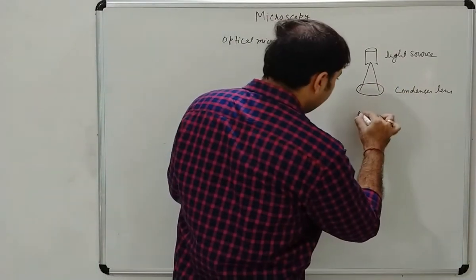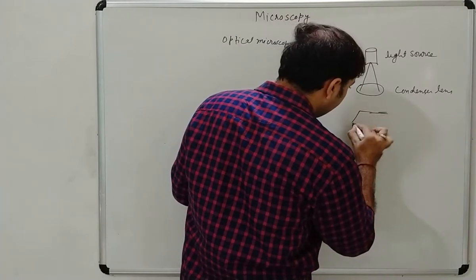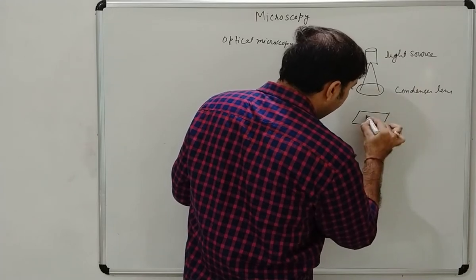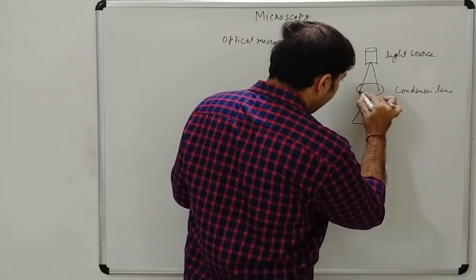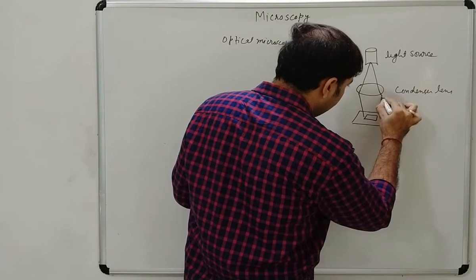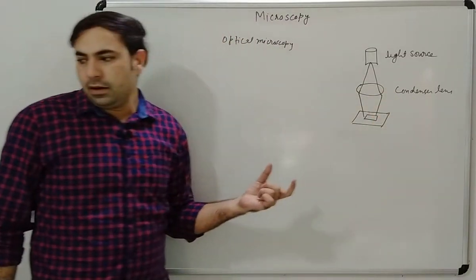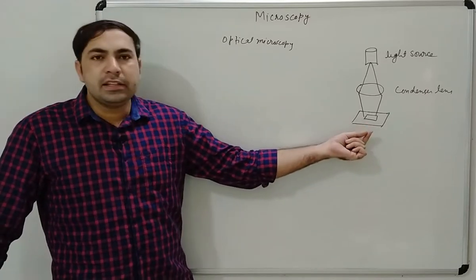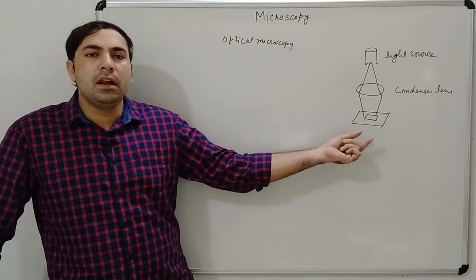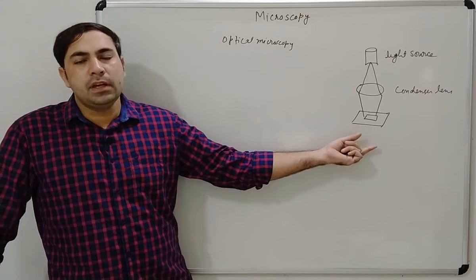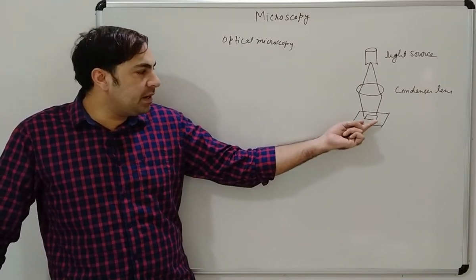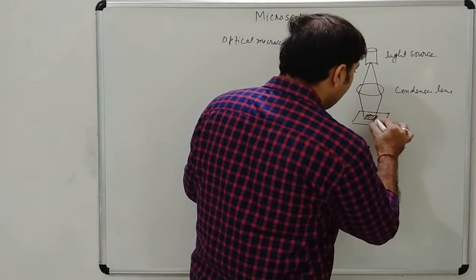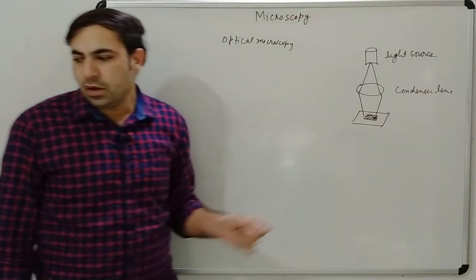Now we have a glass plate where we put our sample, a thin layer sample. We can put some solid object here. The light passes through this object.